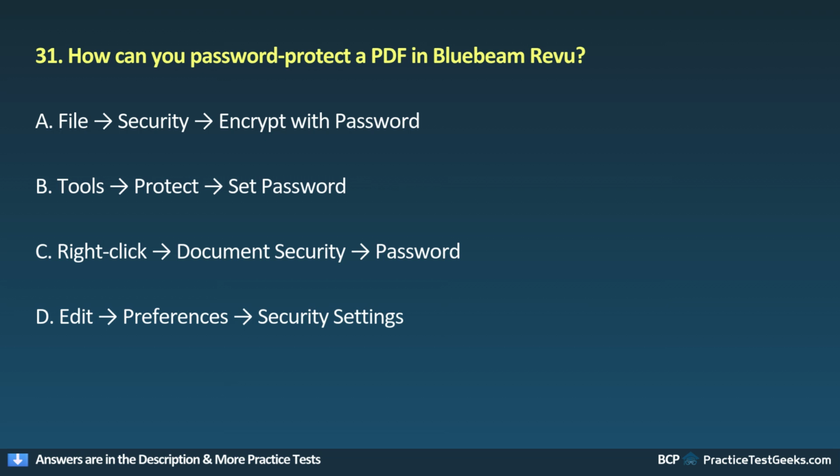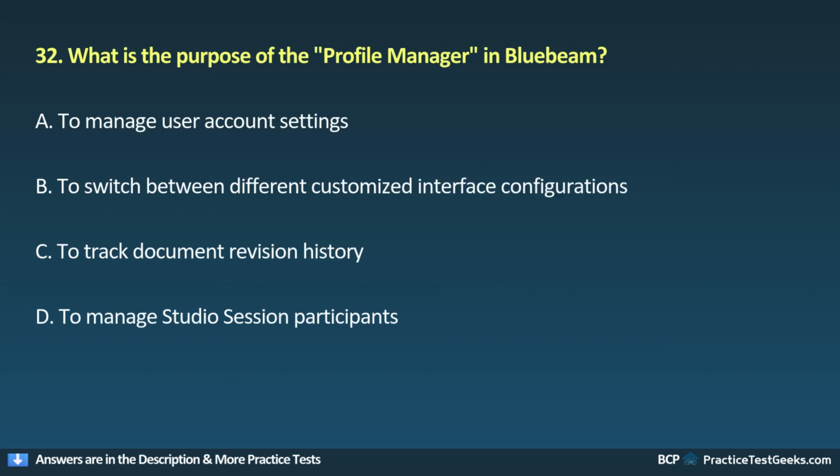31. How can you password protect a PDF in Bluebeam Revu? A. File security, encrypt with password. B. Tools, protect, set password. C. Right-click, document security, password. D. Edit preferences, security settings.